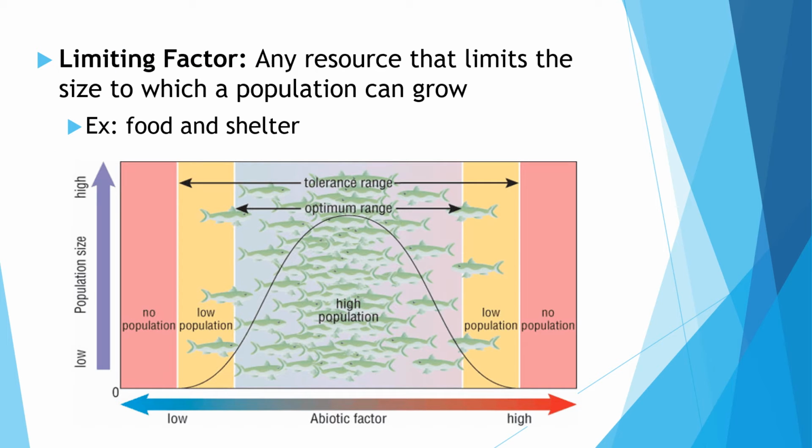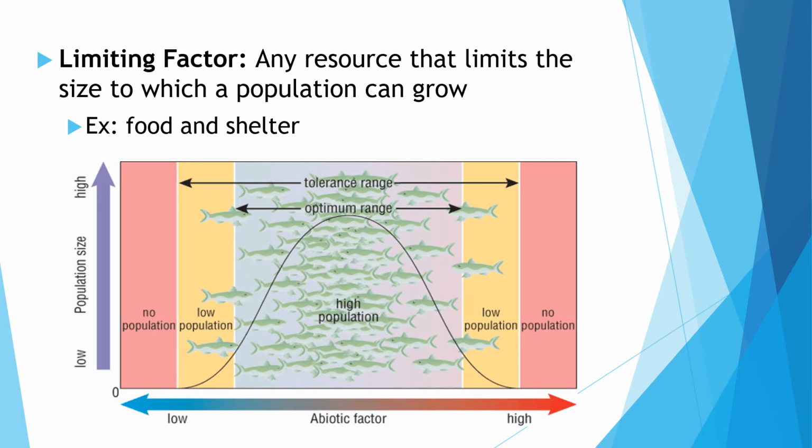Okay, next, like I was saying on the last slide, there's something called a limiting factor, and this is any resource that limits the size to which a population can grow. So there are different factors that prevent a population from reaching something called its biotic potential, or its maximum number of individuals. And it's something that really restricts a population size.